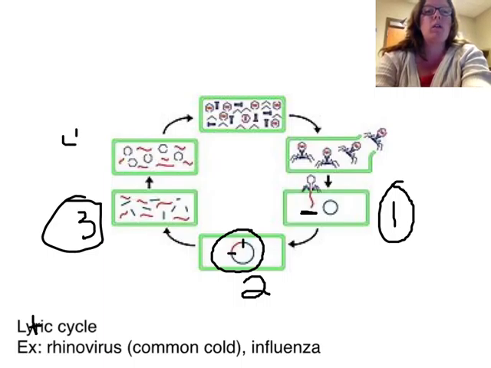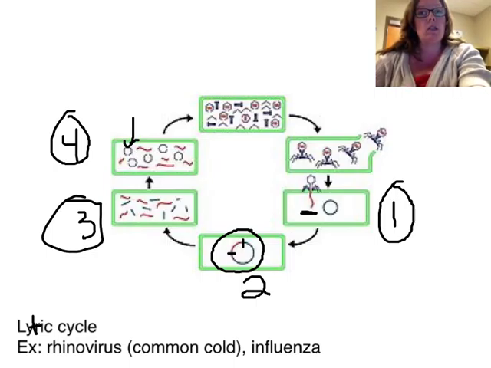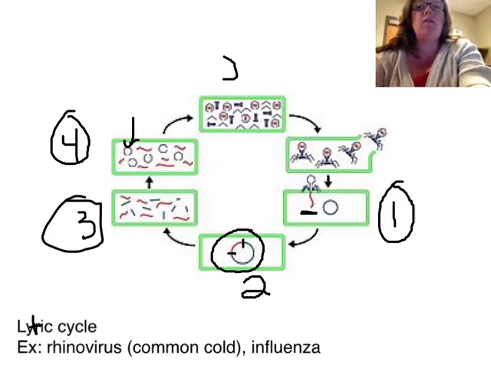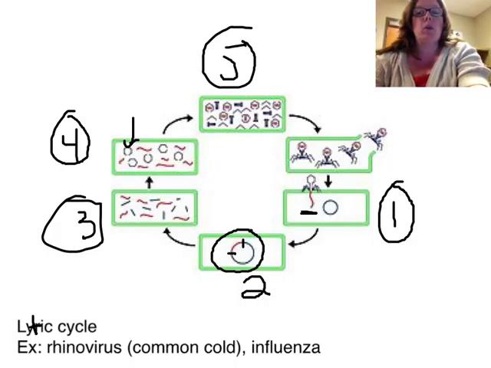Step 4, translation can happen. So viral proteins start to get made. So the little red things are the viral DNA here. These little blue things are the protein coats of the new viruses. Step 5 is assembly. So now we start to stick the DNA into the virus, the protein coats of the new baby viruses that we've just made. And step 6 is release.